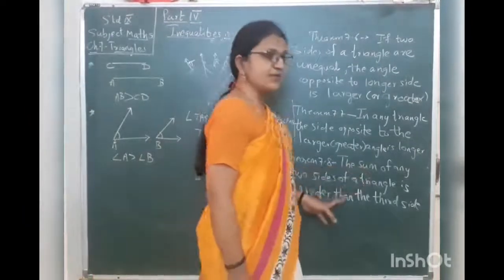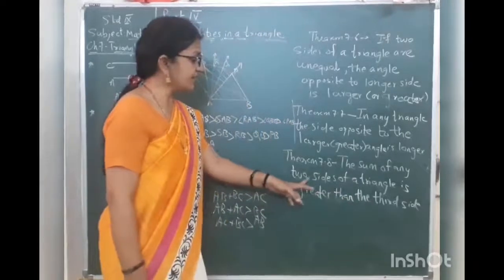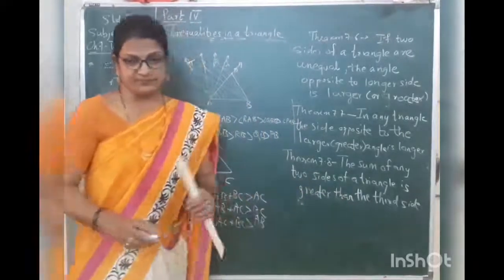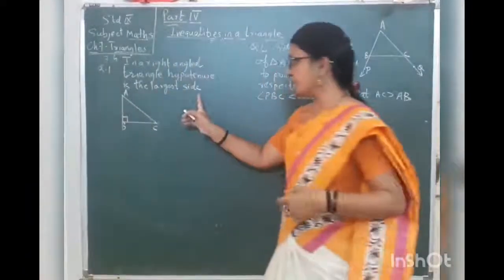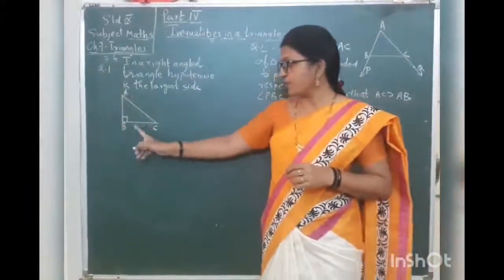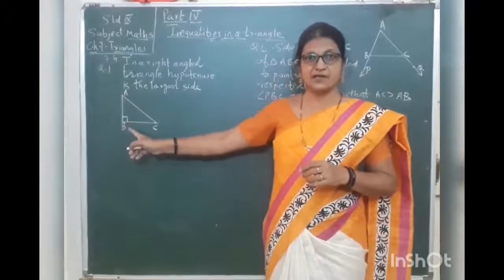Sum of any two sides of a triangle is always greater than the third side. Exercise 7.4, question 1. In a right angle triangle, the hypotenuse is the largest side. So this is the figure. AC is the hypotenuse and angle B is 90 degrees. That is, it is a right angle.